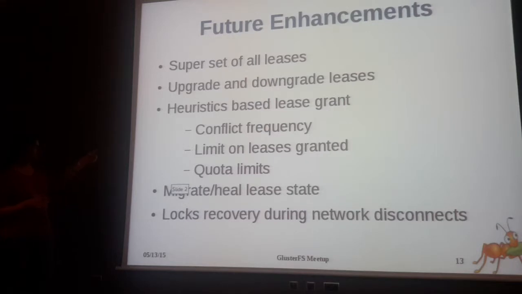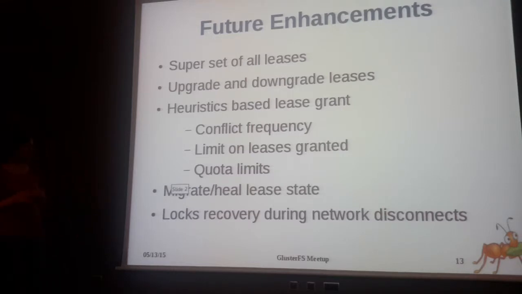Some of those are like conflict frequency. Suppose there is a file which is frequently accessed by multiple clients, there is no point in granting a lease and again recalling it quite often. So that is one heuristic which the server can maintain. And another one is to avoid throttling, which Poornima has mentioned, we can have a limit. Once it reaches the limit, the server shouldn't be granting any leases, to avoid a DoS attack.